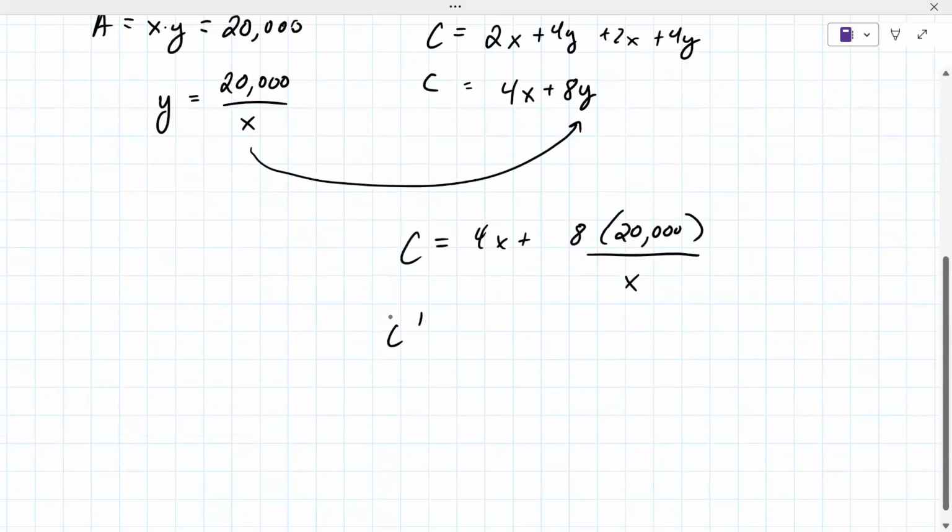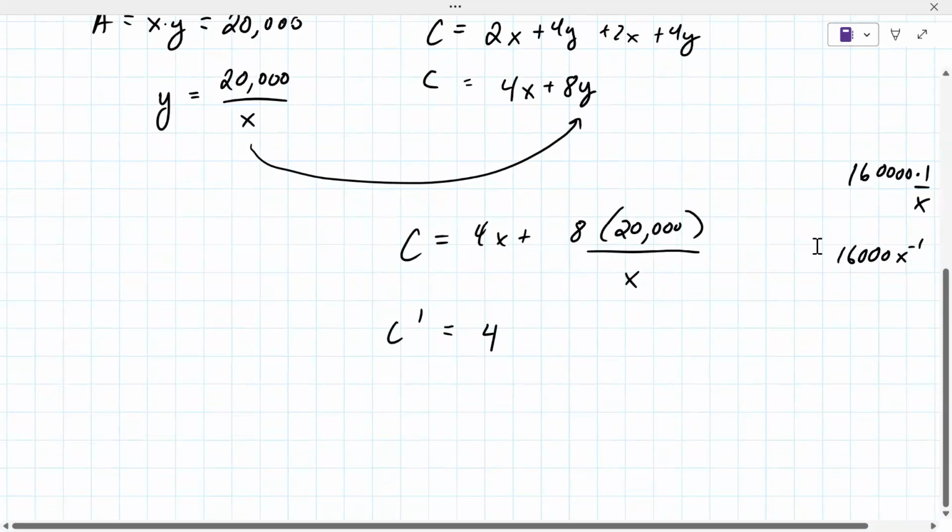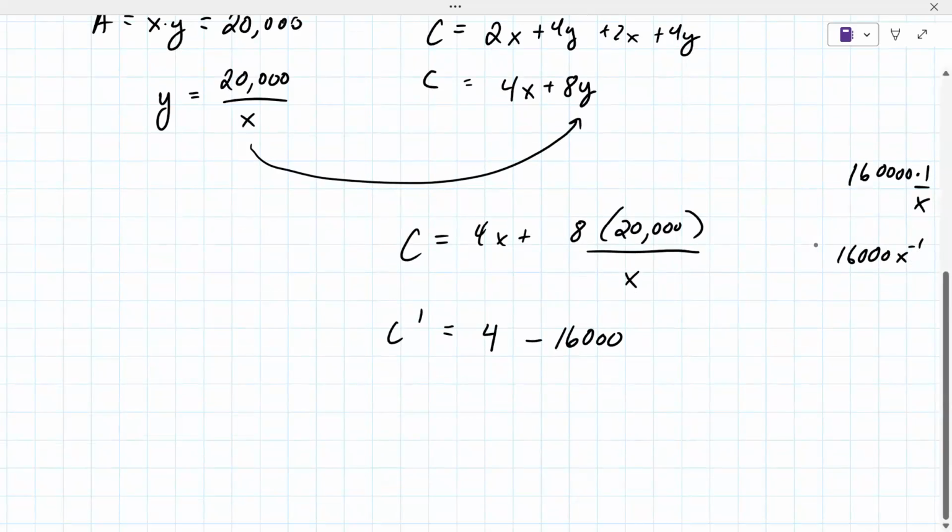And then this is where you have to be able to take your derivative. So the derivative of 4X is 4. This thing on the right here, if I just rewrite it off to the side, it's 160,000 times 1 over X. So the derivative, if you recall, is still power rule. It's X to the minus 1, so you bring that minus down. So it's minus 160,000 X to the minus 2 power. And you then set this equal to 0 and solve for X.